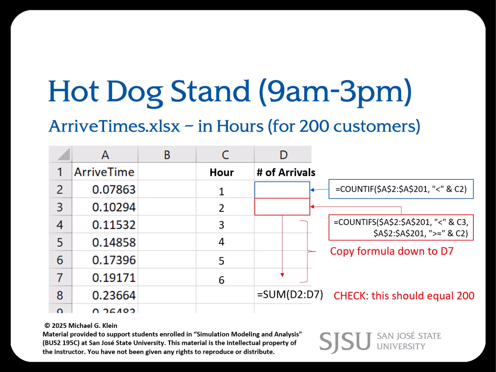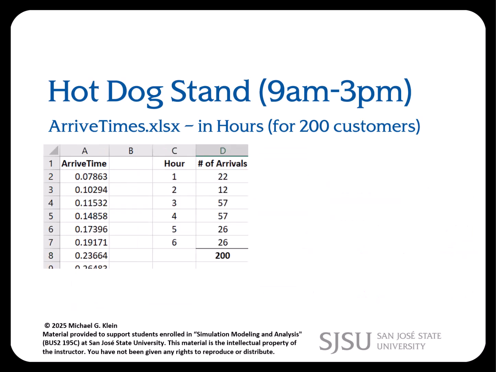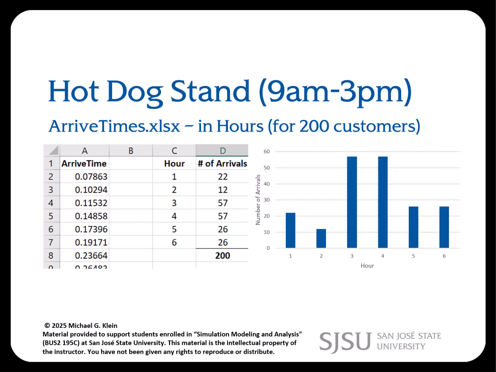The number of arrivals in hour 1 will be 22. The number of arrivals in hour 2 will be 12. The number of arrivals in hour 3 will be 57. The number of arrivals in hour 4 will be 57. Finally, in hour 5, we will have 26 arrivals, and you should have 26 arrivals as well for hour 6. A bar chart of those number of arrivals is shown here.